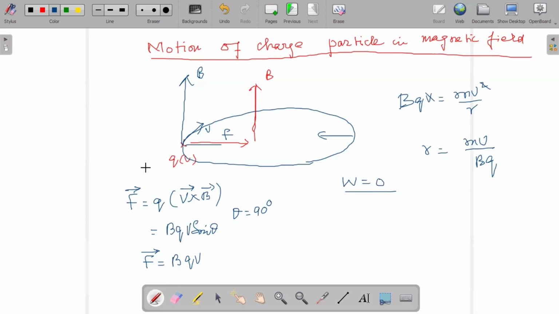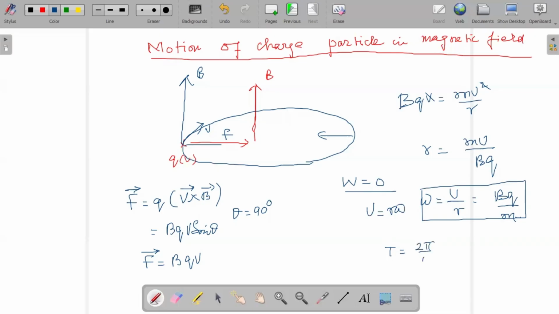It started moving in a circle. Circular motion will have a time period and also a frequency. We can put V equal to R omega. Taking V by R, we get omega. BQ by M is its angular frequency or angular velocity. B is the magnetic field, Q is the charge of the particle, M is the mass of the charged particle. If we know omega, we can find the time period.